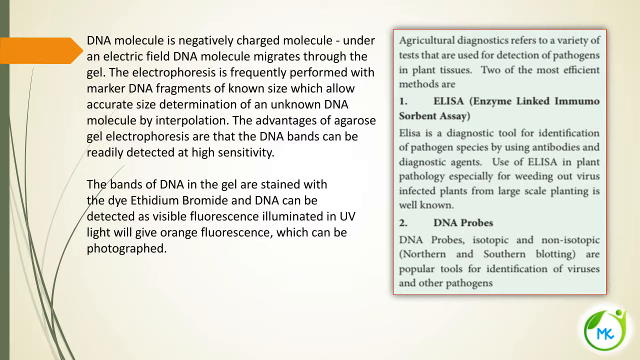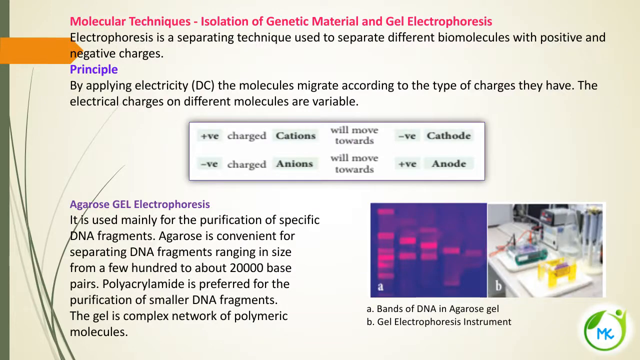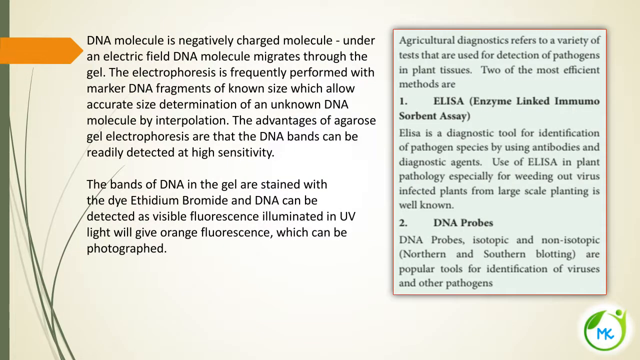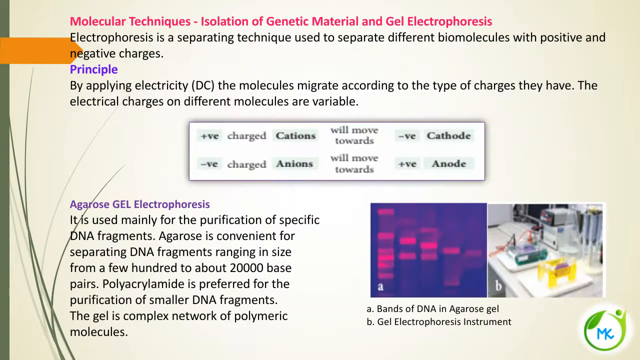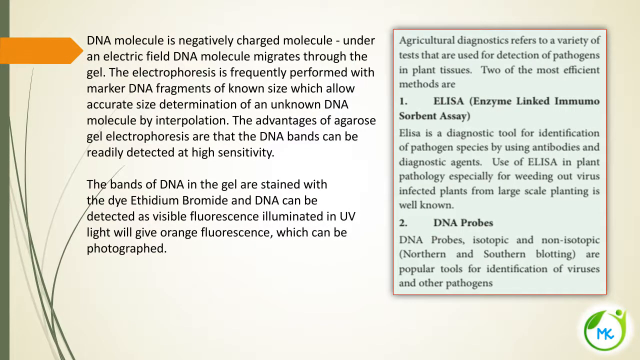The advantages of agarose gel electrophoresis are that the DNA bands can be readily detected at high sensitivity, and the bands of DNA in the gel are stained with the dye ethidium bromide. When stained with ethidium bromide, the DNA can be detected as fluorescence in UV light. Under UV light, you can see the fluorescence property. Okay, next.